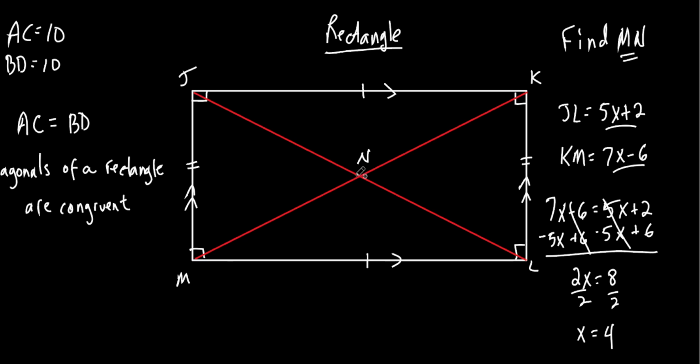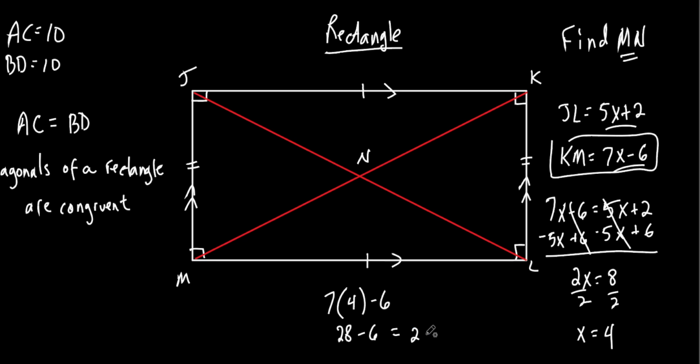What are we trying to find? MN. Well, I don't know what MN is, but I could find KM, couldn't I? Or I could find JL. It doesn't matter which one because they're both the same. So let's find KM. What's KM equal to? 7x minus 6. So let's plug it in. 7 times 4 minus 6. 7 times 4, 28. Minus 6 is 22.